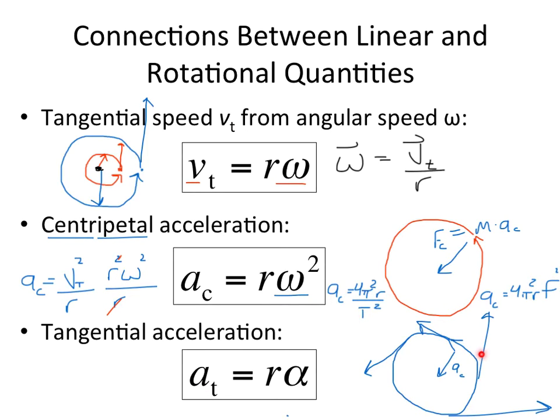So to find our linear acceleration, our tangential acceleration, we simply take the radius, this being our radius right there, and multiply it by our rotational acceleration. And of course, rotational acceleration and rotational velocity and rotational displacement are all related using the same kinematics equations that we had for linear values. But this is simply the conversion between linear value and rotational value.